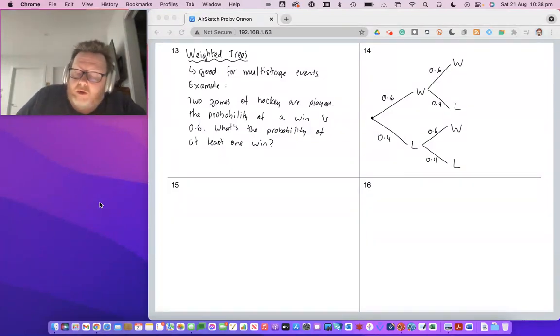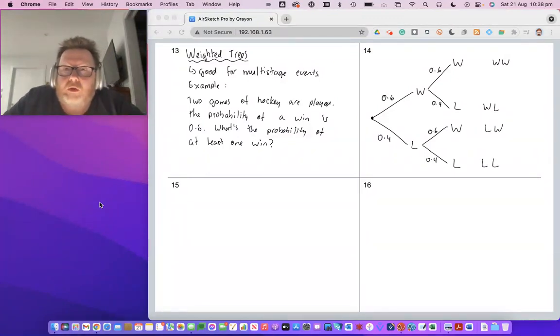Okay, then we can actually write the outcomes. To be more precise, these are the unique outcomes. So the unique outcome could be a win followed by a win. This is the unique outcome, win followed by a loss. This is the outcome, loss followed by a win. And this is the outcome, loss followed by a loss. And do note that a win followed by a loss is a different outcome to a loss followed by a win. Okay, in order to calculate the probabilities, we run across the branches and multiply as we go along.